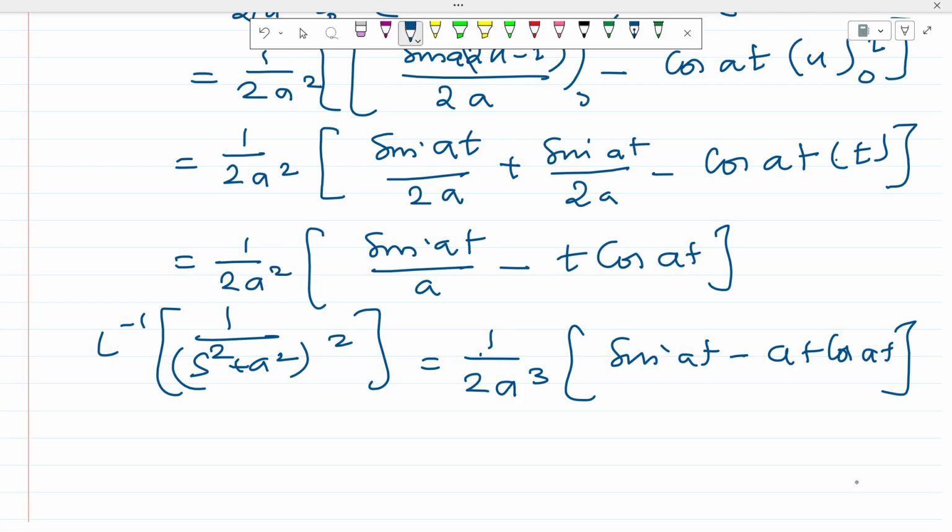So what are the 3 important results we will use in that problem? These 3 results will be used in the problem. This comes as a problem, and then these 3 results will come into the problem. In case you are not able to remember these 3 formulas, you have to do it fully again. Only 3 formulas are there: s by s square plus a square whole square, s square divided by s square plus a square whole square, and 1 by s square plus a square whole square. All the 3 formulas are very, very important. Any one problem will come in the examination compulsorily.